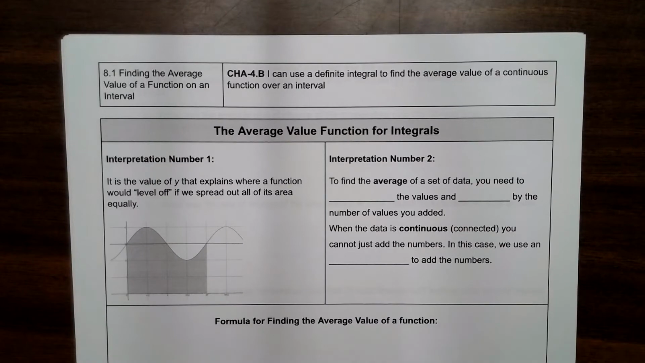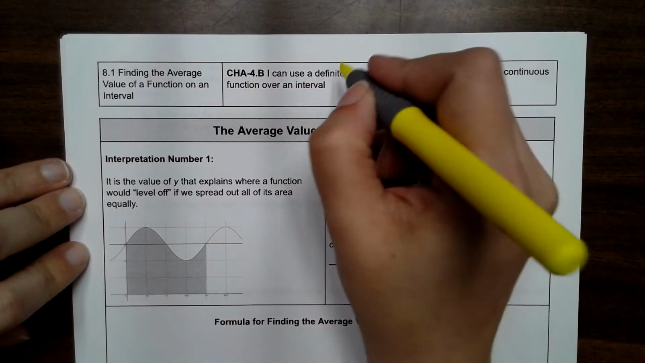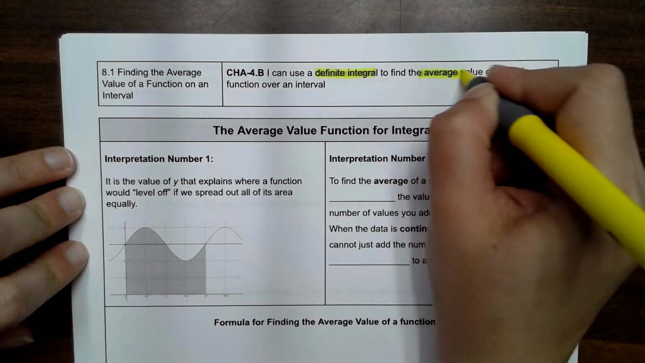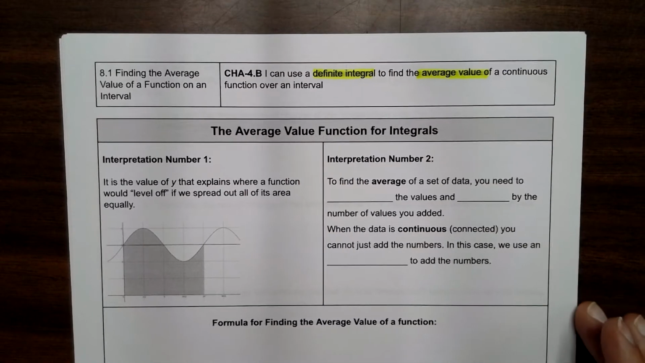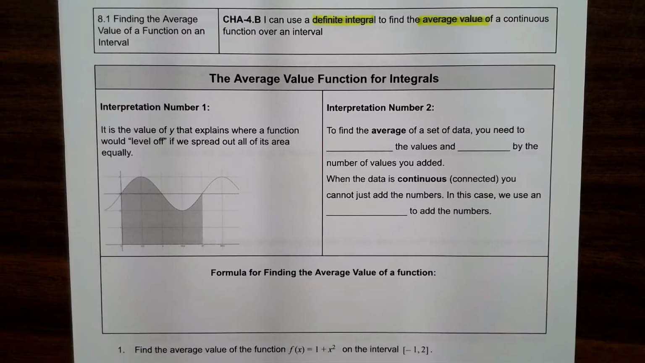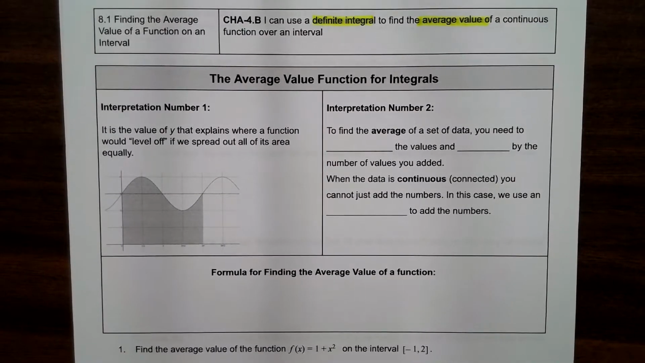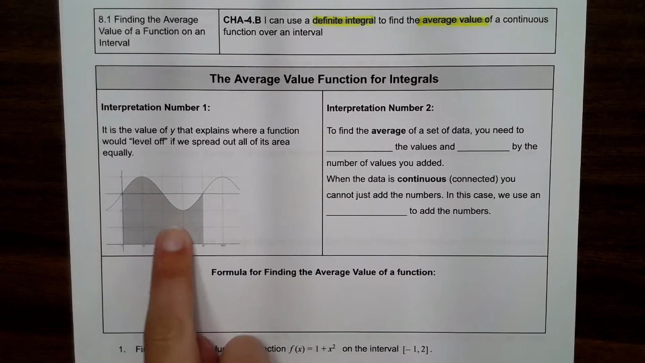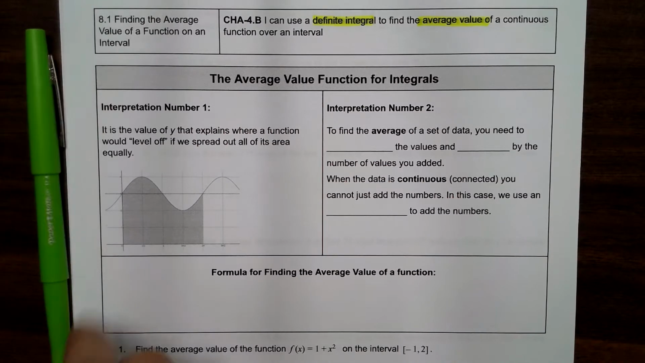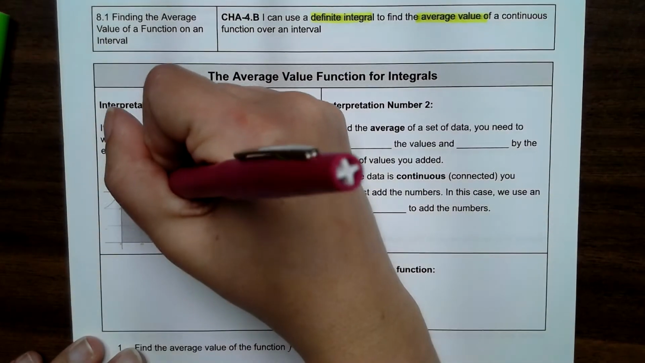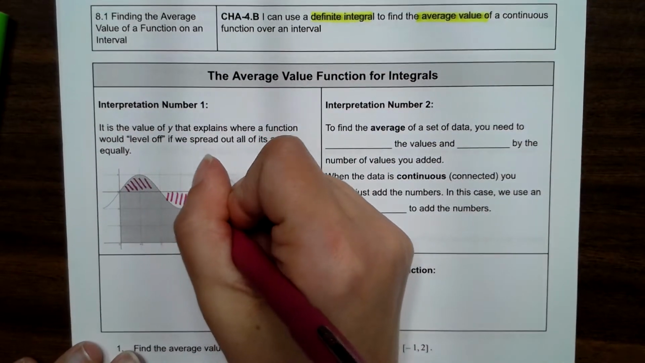The big new topic is that we need to be able to use a definite integral to find the average value of a continuous function over an interval. Let's start with what an average value means. An average value is the y value that explains where a function would level off if we spread out all of its area equally. What you'll notice in this graph is that the area we've accumulated is a weird shape. If we were to add up all that area and redistribute it evenly, this area that's above would end up filling in this area that's below.